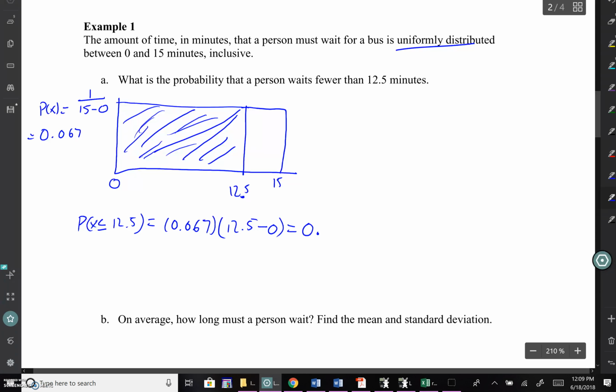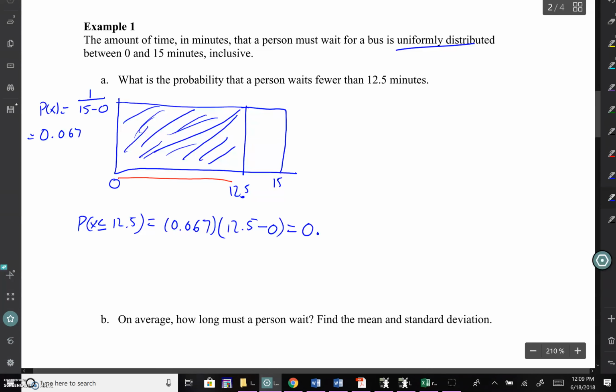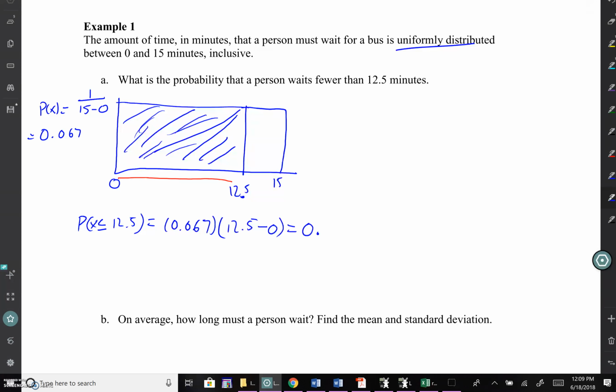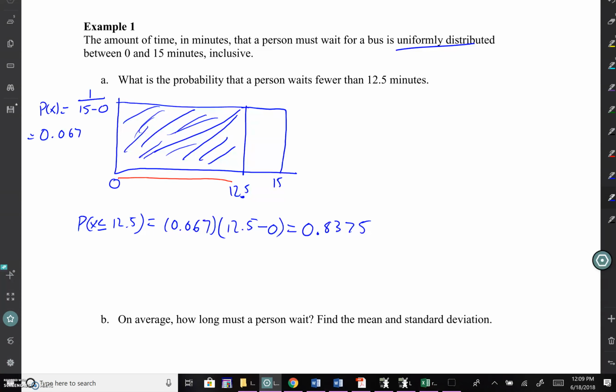And let's see what we get. Because I need to figure out the length of this piece. So it's the distance from 12.5 down to the minimum. You got what? I got 0.8375. Does everyone agree? All right. So then you could tell me that the probability a person waits fewer than 12.5 minutes is 83.75% of the time.